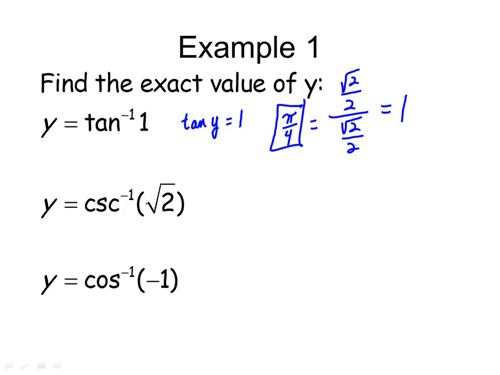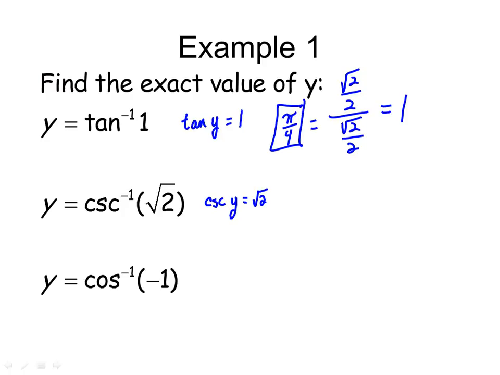Which one of those is cosecant positive? 1. Because in quadrant 4, what's the only thing that's positive? Cosine. It's not cosine. So we're in quadrant 1 again. Well, let's rewrite this, because what we're asking is cosecant of what is equal to the square root of 2. Well, what is cosecant?